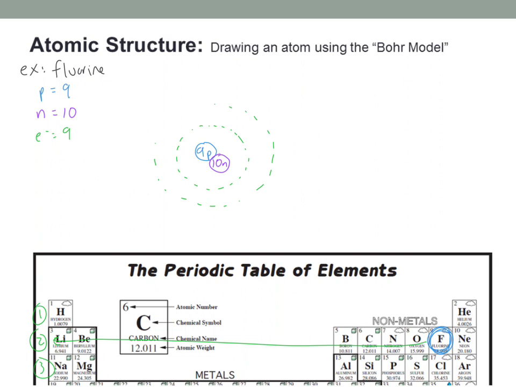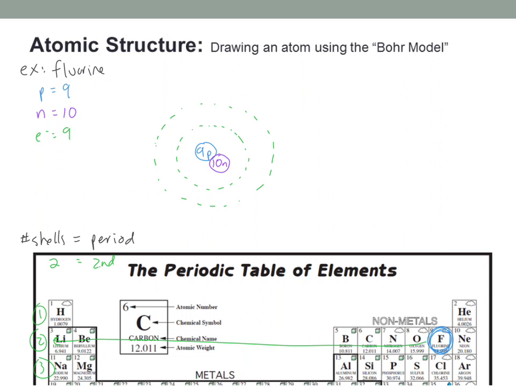So I'm going to draw 2 shells here. So what we just said was that the number of shells equals the period that the element is in. So that's what we said down here. Since fluorine is in the second period, it must have 2 shells. So for fluorine, it was in the second period, and therefore we had 2 shells. So I know I'm going to have 2 levels that these electrons are in. And I know that I have 9 electrons.